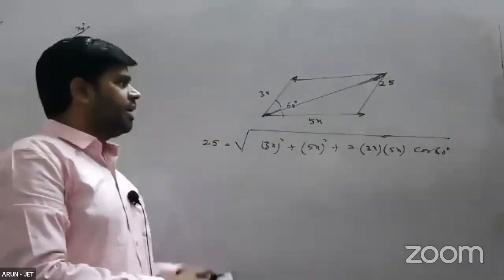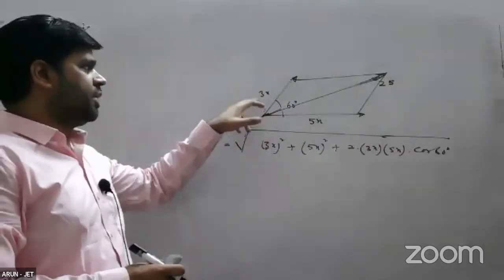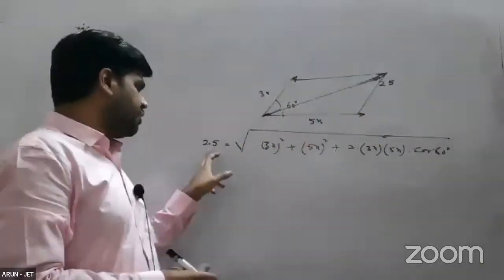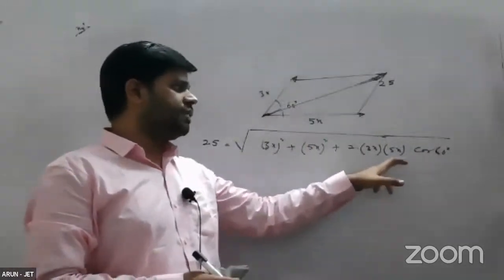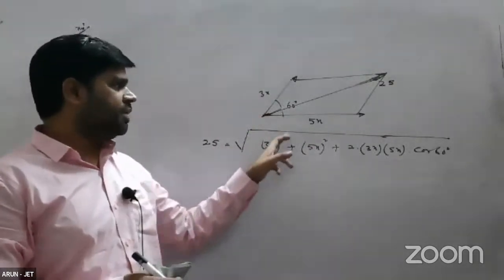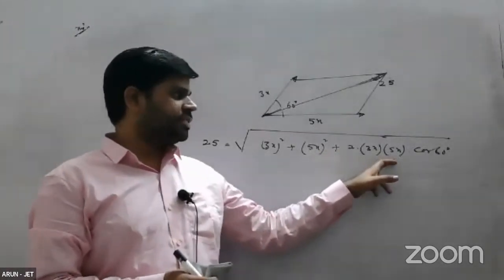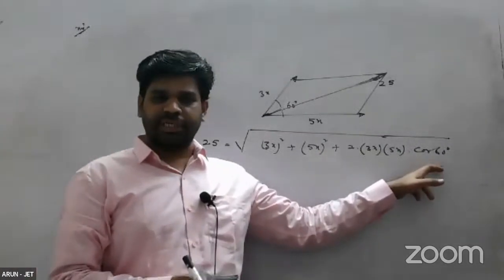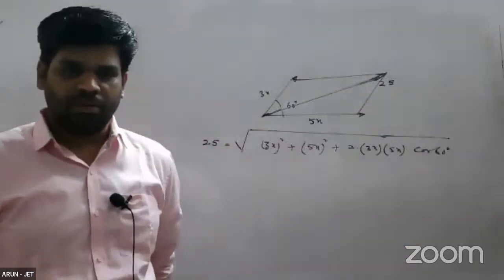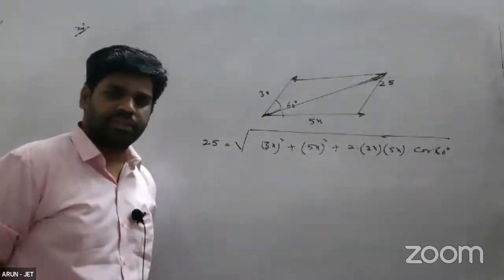You understood what I did? I know the ratio of this is 3 is to 5. So if I take this as 3x, this will be 5x. The resultant is 25. So R is equal to the square root of V1 square plus V2 square plus 2 V1 V2 cos theta. V1 square is 3x whole square plus 5x whole square plus 2 into 3x into 5x into cos of the angle between them, which is 60. Given is 60. Solve for x and you'll get vectors 3x and 5x.